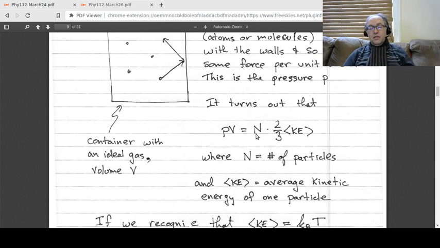Isotropy just means that space is the same in all different directions. There's no preferred direction, and so you actually get a 3 down there. But we don't have to worry about that factor. I'm just saying, if you're curious where it came from, it comes out of that derivation.